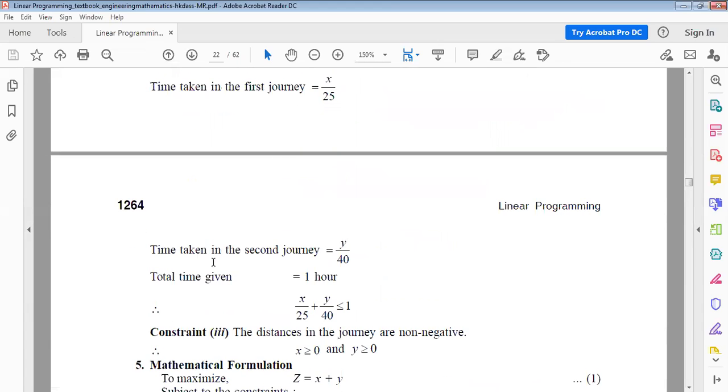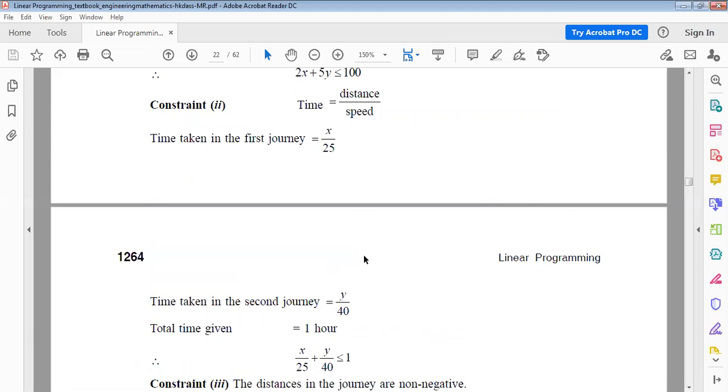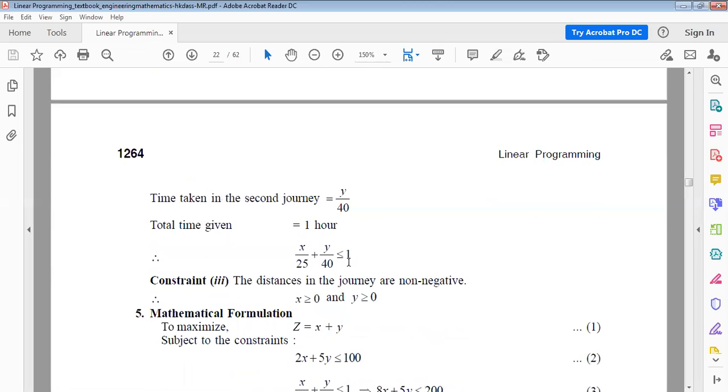And for the time taken in the second journey, distance is y and velocity is 40 kilometer per hour, so time is y by 40. So the total time given is 1 hour. In 1 hour he wants to travel the maximum distance with his motorcycle. So this can be written as x divided by 25 plus y divided by 40, this time plus this time, which cannot exceed 1 hour, so less than or equal to 1.